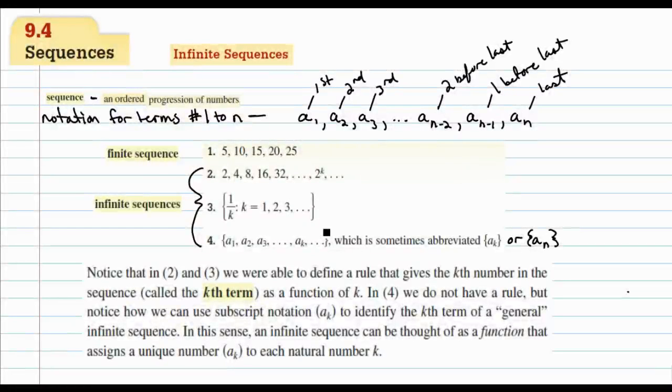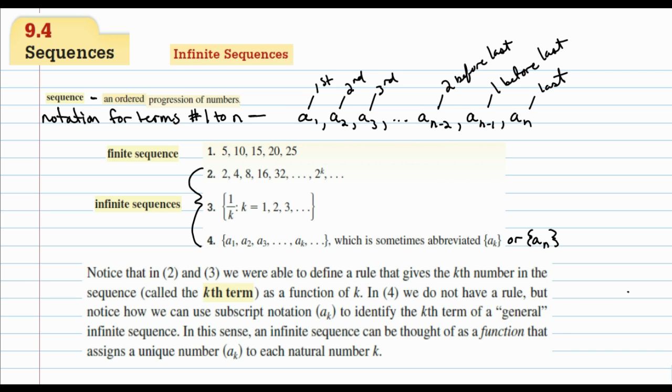This is the screencast for section 9.4, example 1. We're going to get introduced to infinite sequences, well, sequences in general in this section, but in example 1, infinite sequences. Now there are two types of sequences, infinite and finite. A finite sequence has a set number of entries, an infinite sequence has an infinite number of entries. A sequence itself is an ordered progression of numbers.